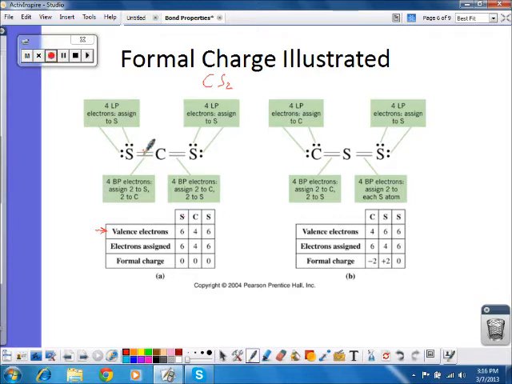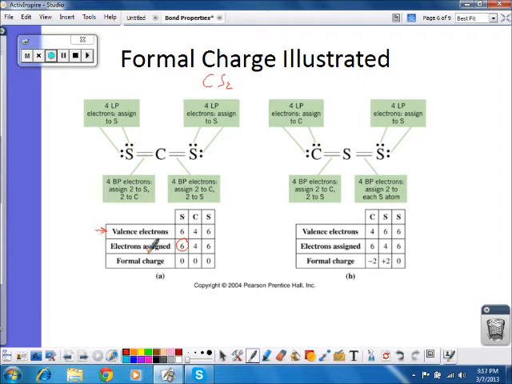So that sulfur gets 2 of the electrons, the carbon gets the other 2. This sulfur has 4 electrons that are part of the lone pairs, and then 2 of the 4 electrons in that bond. So that's how you get the number 6 for electrons assigned. Same thing with carbon, same thing with sulfur again. You'll notice that the formal charge on everything is 0, because sulfur has 6 valence electrons, and when we look at electrons assigned, it also has 6.